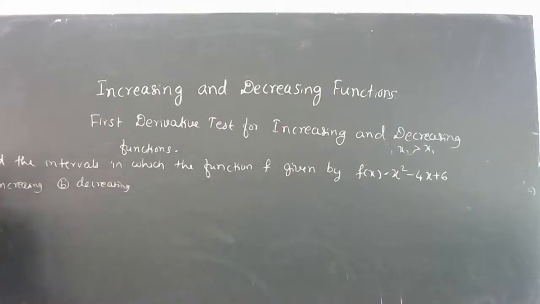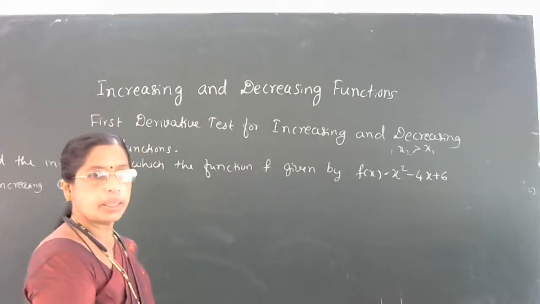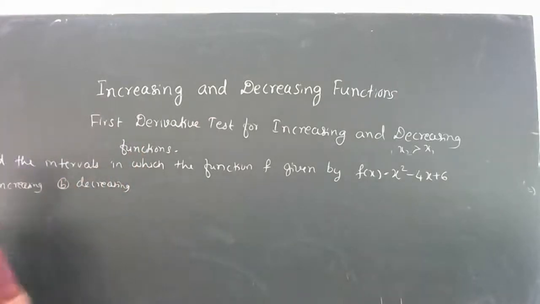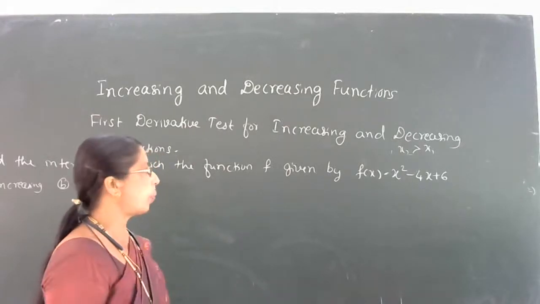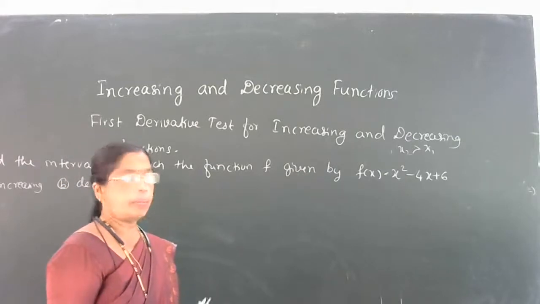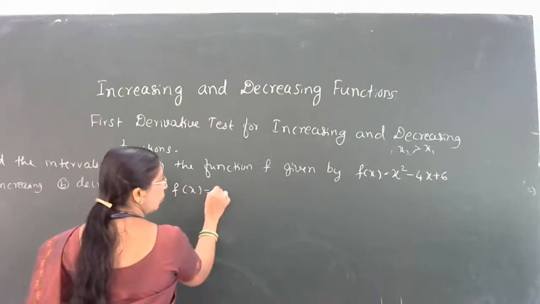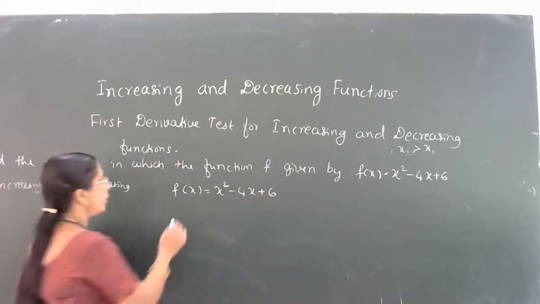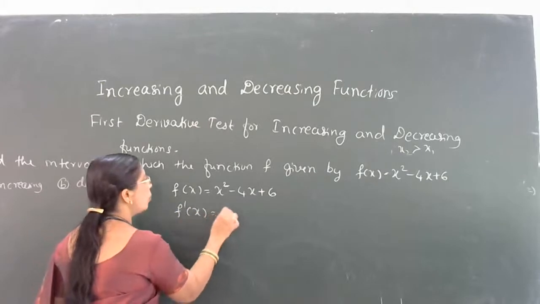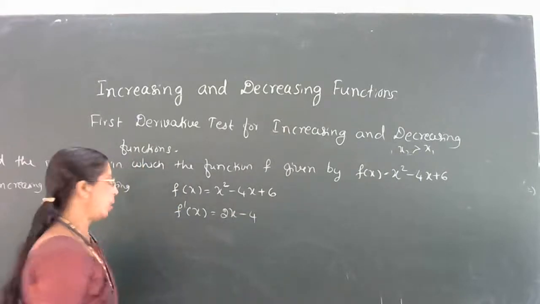Here the question is, I think you can't see here, find the intervals in which the function f given by f of x equal to x square minus 4x plus 6 is increasing and decreasing, when it is increasing or decreasing. The function is f of x equal to x square minus 4x plus 6. Here first you find the derivative of the function: f dash x equal to 2x minus 4, since the derivative of 6 is 0.